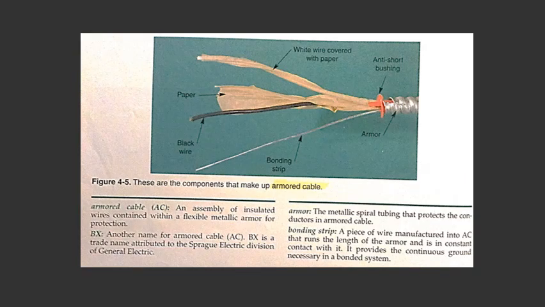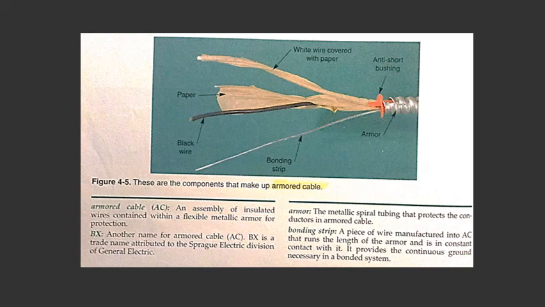Armored cable. Armored cable, or AC, is a manufactured assembly of insulated conductors in a flexible interlocked metallic armor. See Figure 4-5. AC, or armored cable, is frequently also called BX, a trade name for armored cable produced by the Sprague Electric Division of General Electric. The conductors in AC may be copper, aluminum, or copper-clad aluminum. The outer covering is called armor and is made of steel or aluminum.